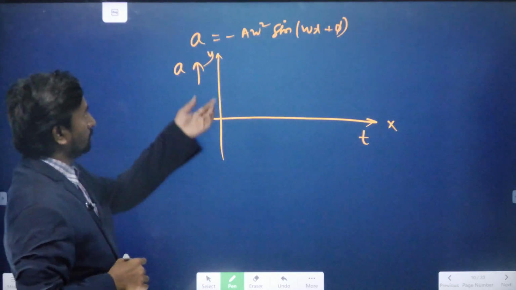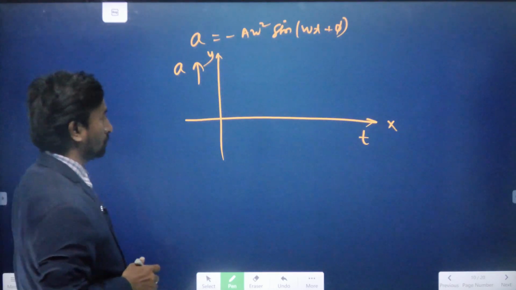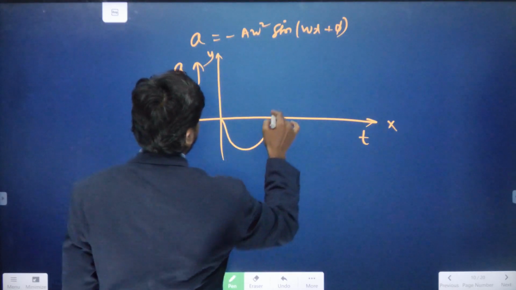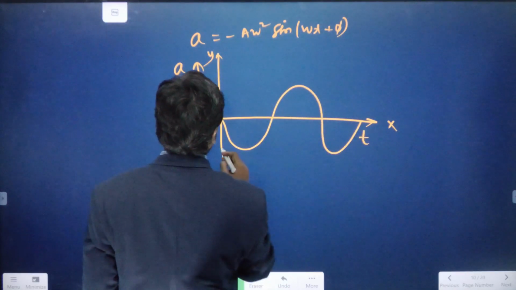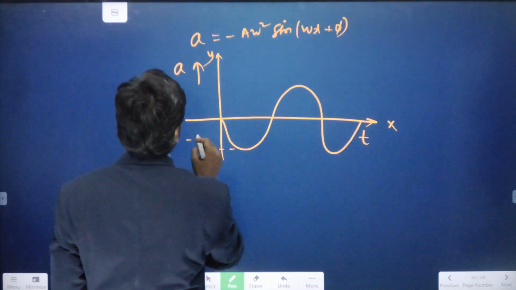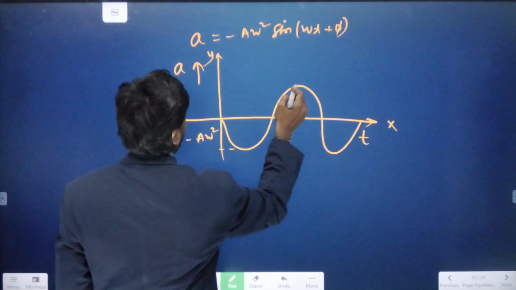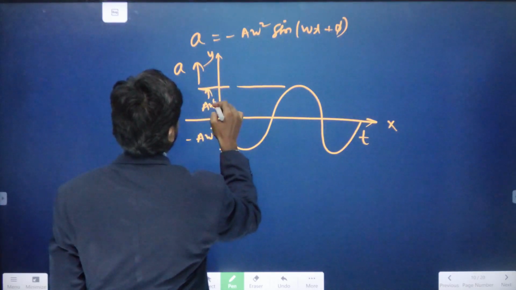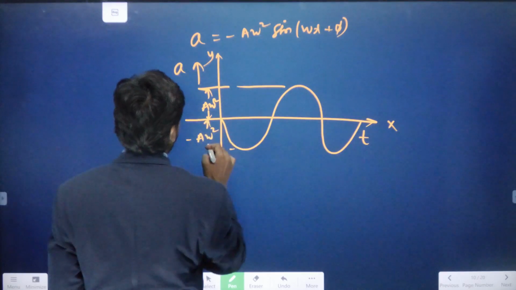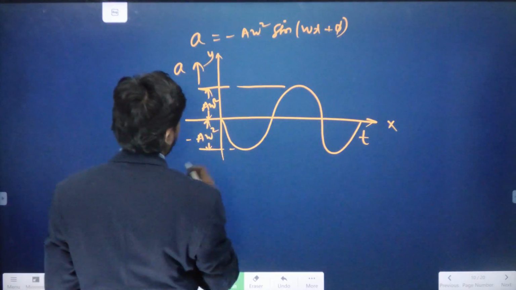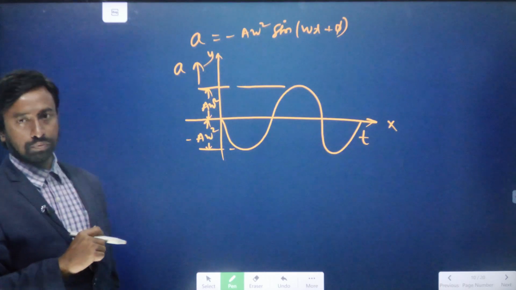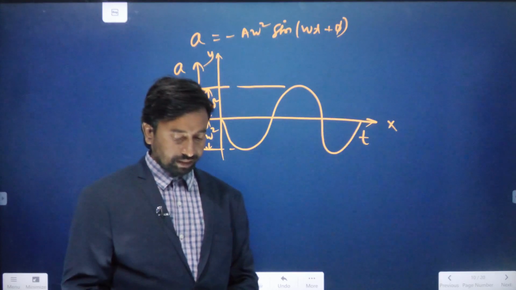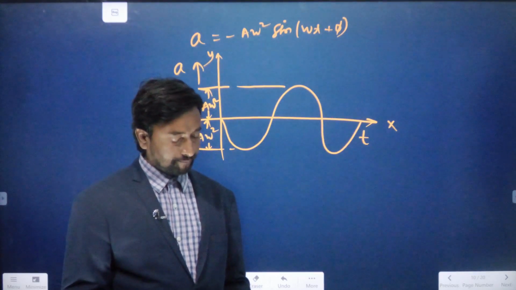Now here it starts from negative, so the sine function will start from here, like this. This is minus a omega square, and this is the amplitude a omega square, the maximum amplitude of the acceleration of the particle having simple harmonic motion. This is the equation. Okay. So next we are going to see all the equations we got here.